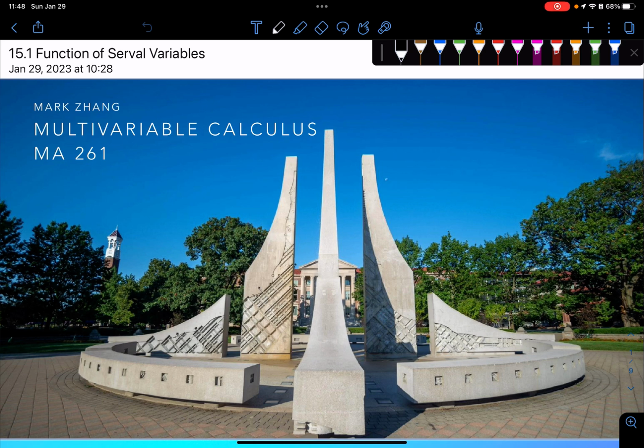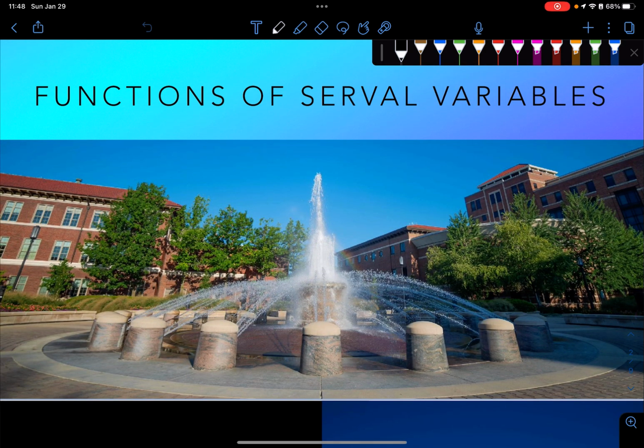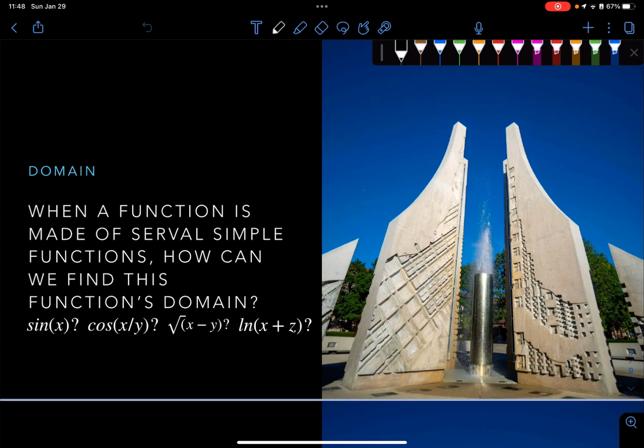And today we're going to talk about functions of several variables. This is the first video for chapter 15. And the first question I have for you is domain. When a function is made of several simple functions, how can we find this function's domain? So I'll give you several examples.